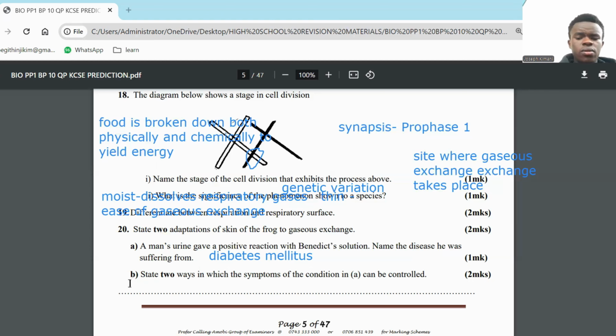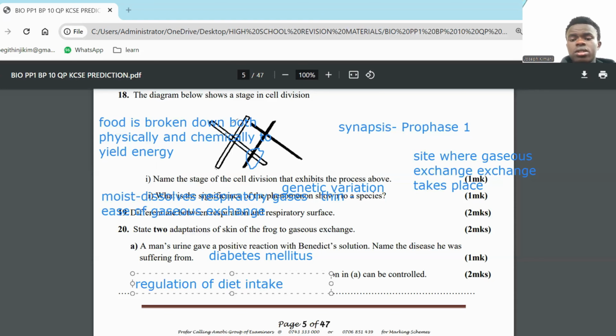So the first way you can control it is by the regulation of diet intake. What are you taking? How will you control this disease? Diet intake, what you are taking, will basically form a basis of what is expected. Regulation of diet intake. That's basically the main way to regulate this disease.